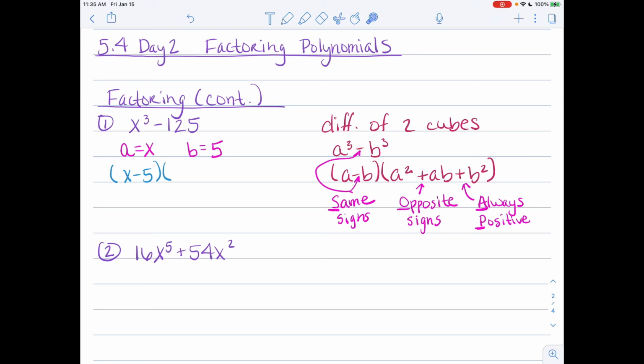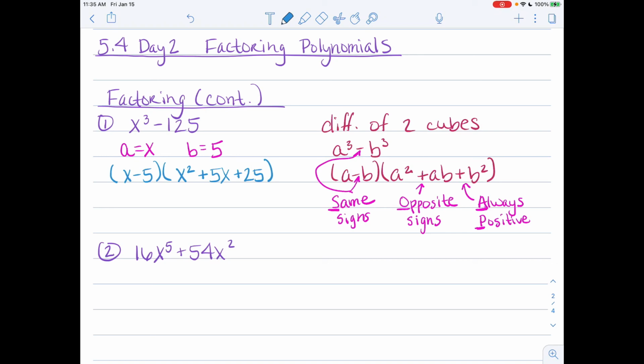The next parenthesis starts out with an a squared. So my a value is x. I'm going to plug in x squared. Then I have plus a times b. X times 5 is 5x. And then finally I have a b squared. My b value is 5. I'm going to square 5 and get 25, and that is my b squared value.